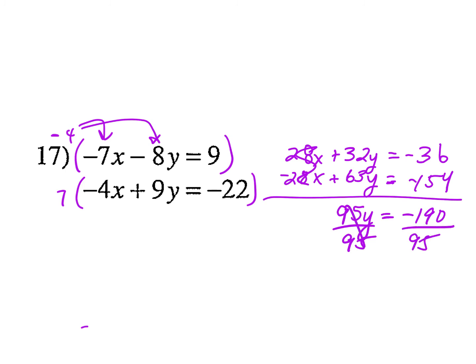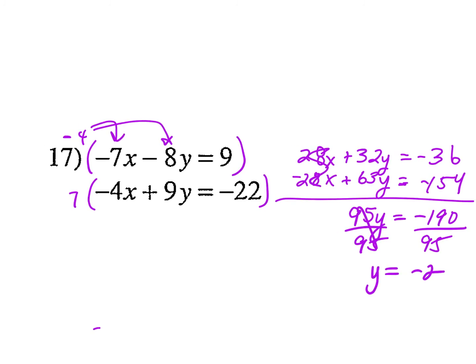What's your answer? Negative 190 divided by 95? Negative 2. Tiny little number, no worries. Now you take that negative 2 and you plug it into either equation to solve for x. I'm going to put it in the bottom one because 4 is smaller.